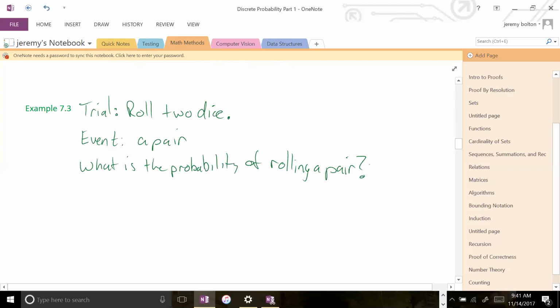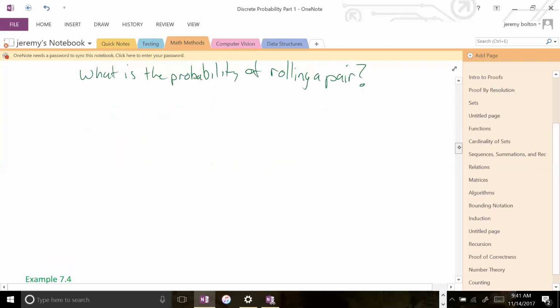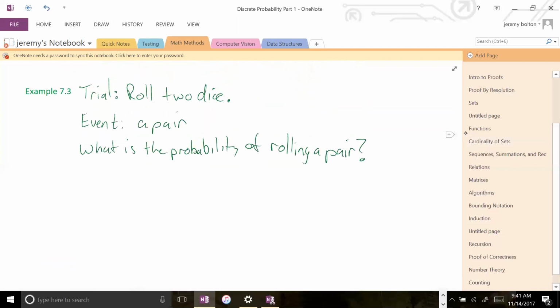Again, your initial instinct might be to dive in to try to answer this without identifying the sample space and the event space. This would be a poor idea. In a general sense, you might get to the right answer, you might not. So first, what is our sample space here? We are rolling two dice. What are all of the possible outcomes when you roll two dice?